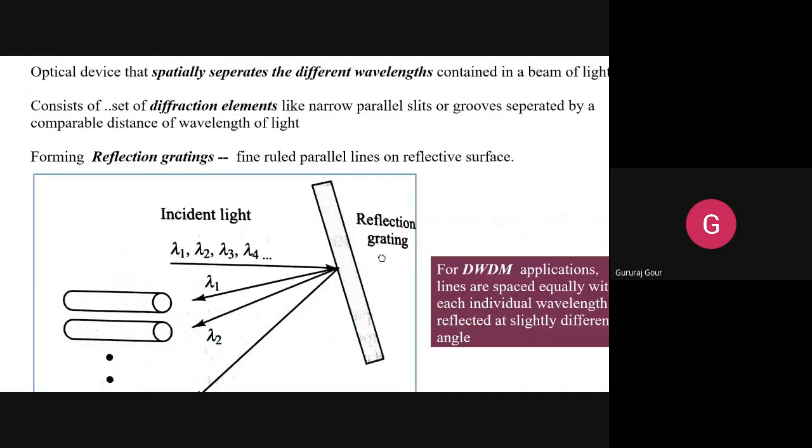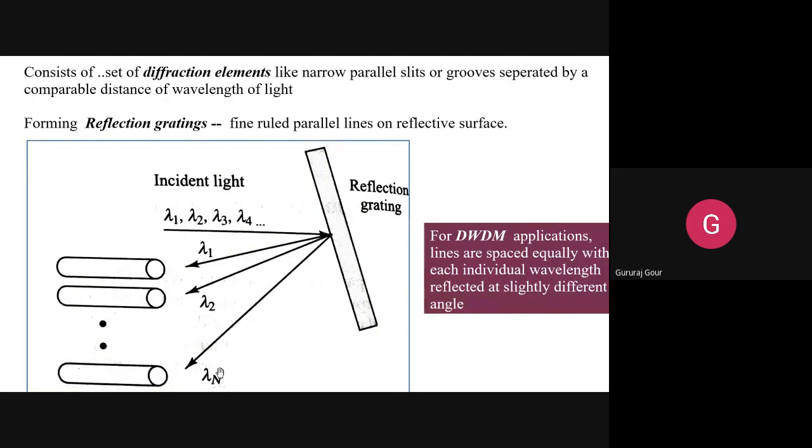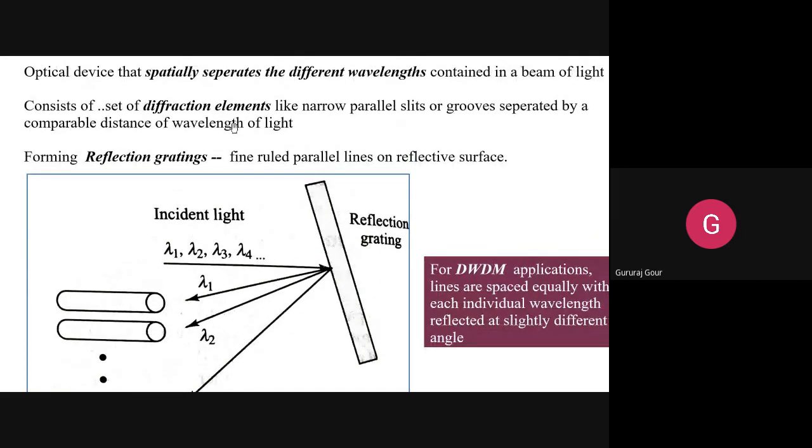This is a reflection grating. A reflection grating is made up of a group of diffraction elements, like narrow parallel slits or grooves separated by a distance comparable to the wavelength. When the light containing a set of wavelengths falls on this, each slit is tuned to a different wavelength. One slit will reflect back lambda 1. Another slit tuned to lambda 2 will reflect back lambda 2, and so on up to lambda n. Each diffraction grating element or narrow slit is tuned to a different wavelength. That is what makes the reflection grating.